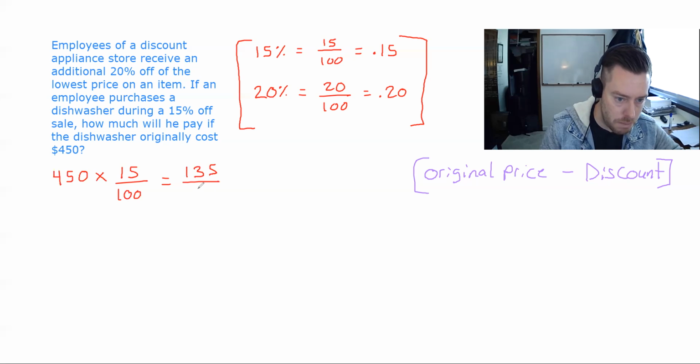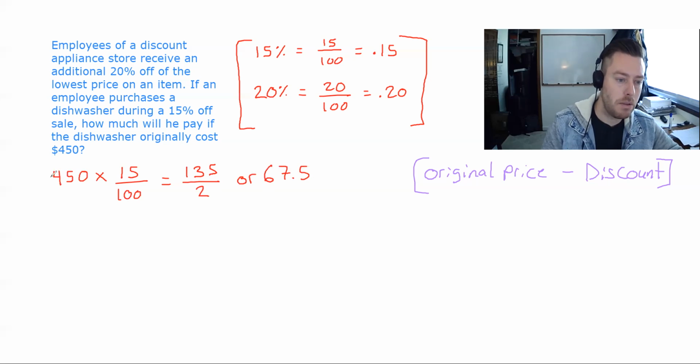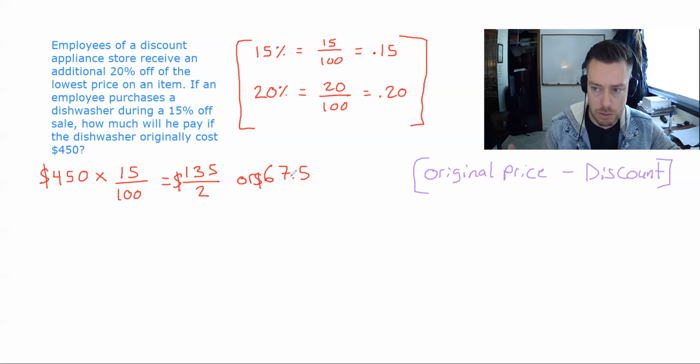135 divided by 2, or 67.5. Remember, this is in dollars, this is in dollars, and this is in dollars. These are the same things. One's in fractional form, one's in decimal form. This is not the price. Remember, this is not the price that the employee is looking at. This is just the discount.